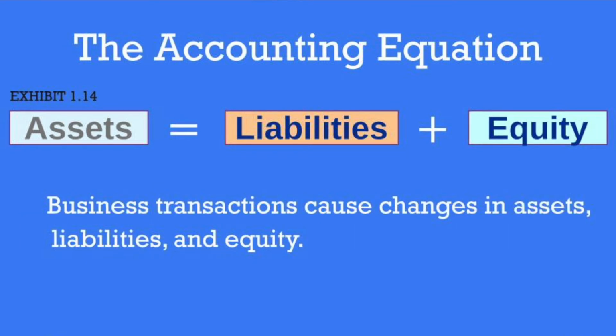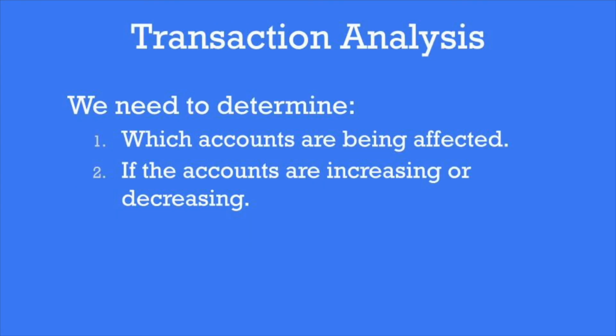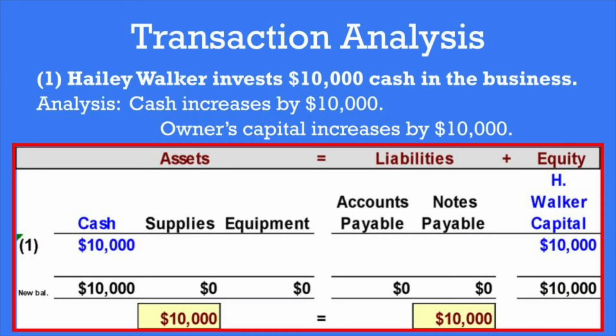As transactions occur, we see changes in assets, liabilities, and owner's equity. And what we're really doing is recording these changes as we go along. This recording is called transaction analysis, and what we need to do is determine which account is affected whenever a given event occurs, and if the account is increasing or decreasing. So let's look at some examples of a scenario of transaction analysis for this company.